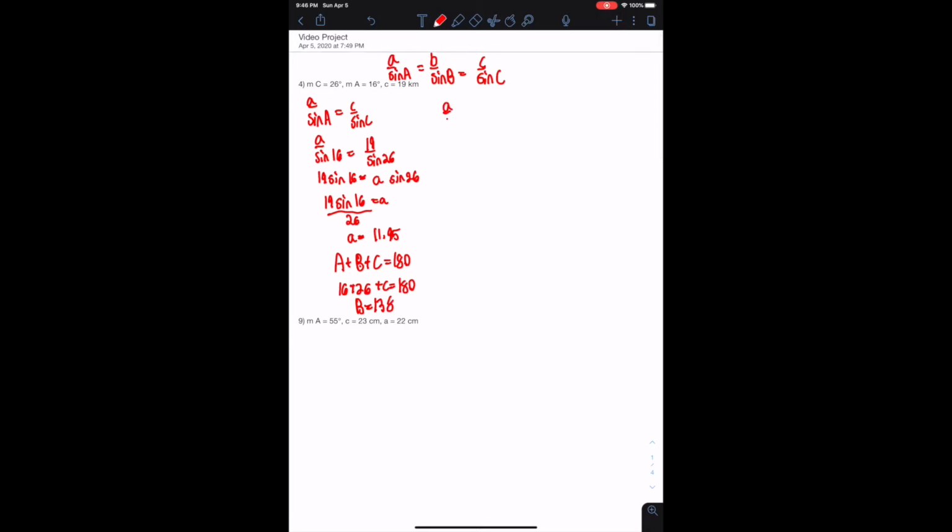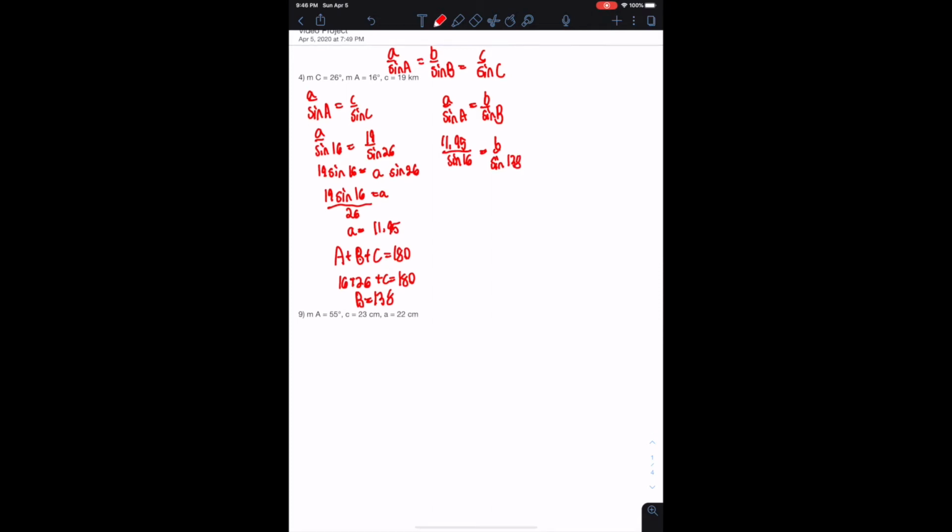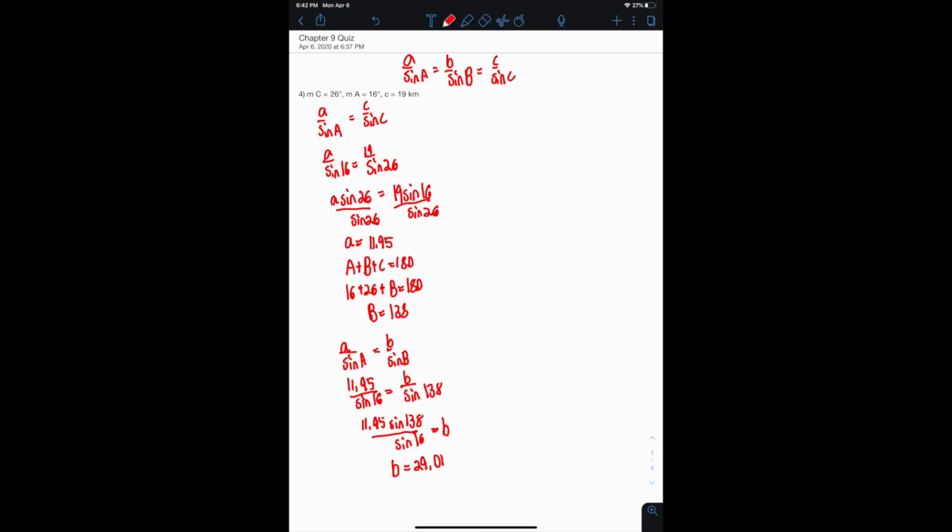So now we want to get side b. So we want to do a over sine A equals b over sine B. Now we want to substitute the values. So 11.95 over sine 16 equals b over sine 138. So now we want to isolate the variable. So we want to do 11.95 sine 138 over sine 16, which will equal b, and now b equals 29.01. Because there is only one C value, this is a single triangle solution.